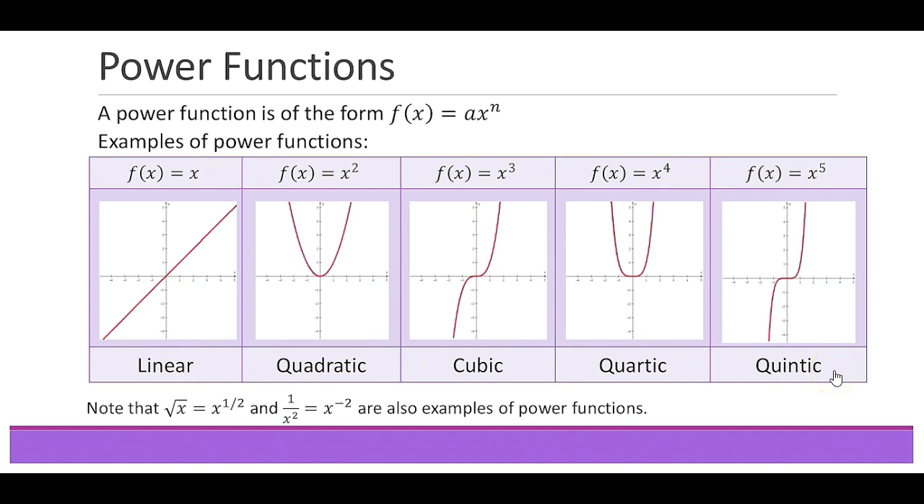Just a quick note, we were looking at power functions that were polynomials because they have whole number exponents, but note that the square root of x, which is of course x to the 1/2, would also be considered a power function. So would 1 over x squared, because we could rewrite that as x to the negative 2. So these are also power functions, but we specifically were thinking about power functions that are polynomials.